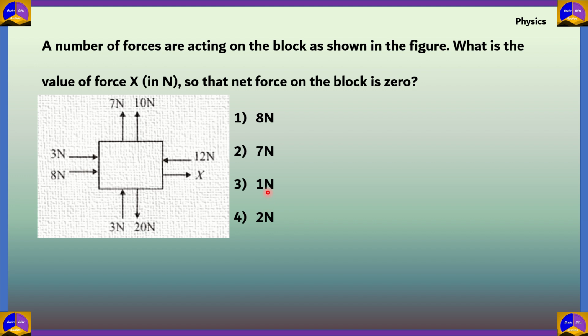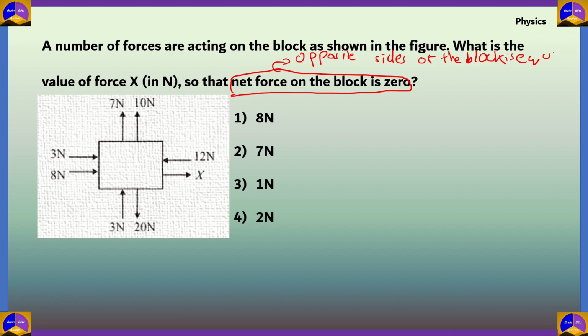Now, let's understand what it means that the net force on the block is 0. Now, this means that the force on the opposite sides of the block is equal. So the force on the opposite sides of the block is equal and they cancel each other out. This means that the block will remain at rest in the same position or move in a straight line at a constant speed. So let's look at up and down to prove this.